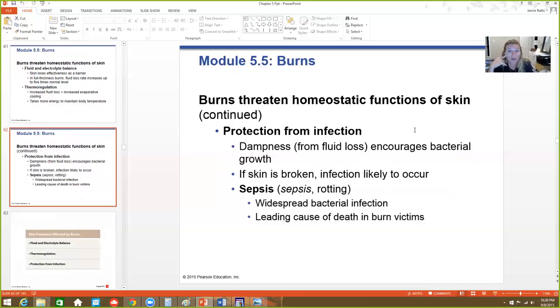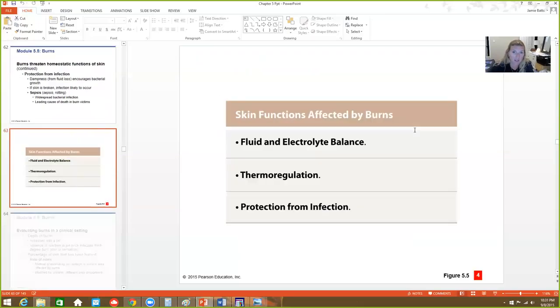So one of the most detrimental things about burns is that because your skin's your first line of defense, once that's damaged, you're then going to have to do lots of injury prevention and infection prevention. You're going to have to make sure that area does not get damp because that dampness will encourage bacterial growth. You have to make sure that the skin, whatever is left of it, is continuous and that there's no breaks because, again, infection can get in there. Sepsis is the rotting of the skin, and it can be a widespread bacterial infection. It can cause death, very, very shock. It can be very detrimental.